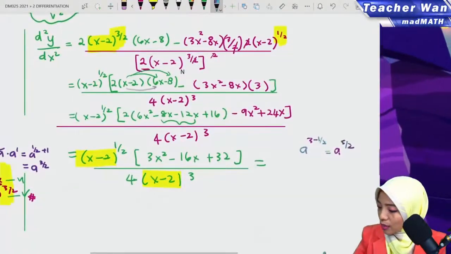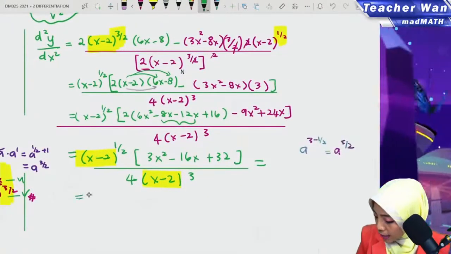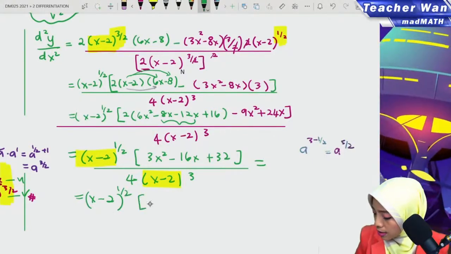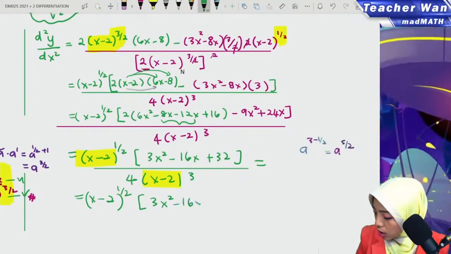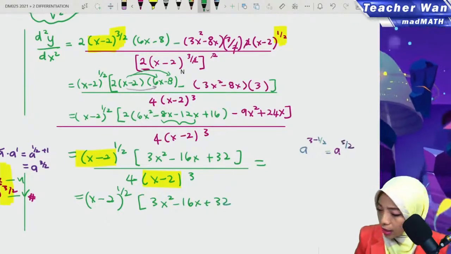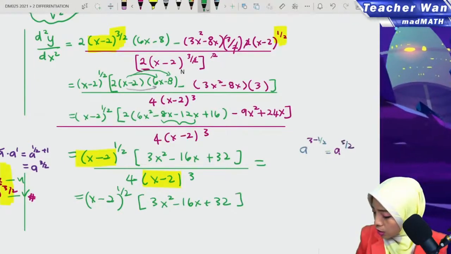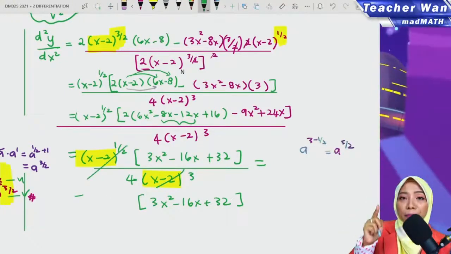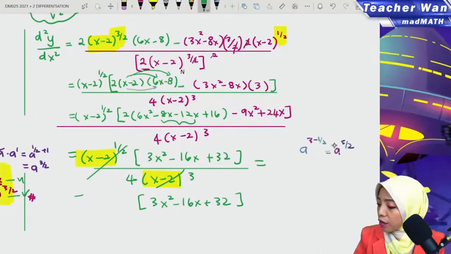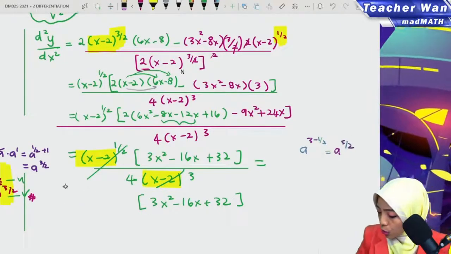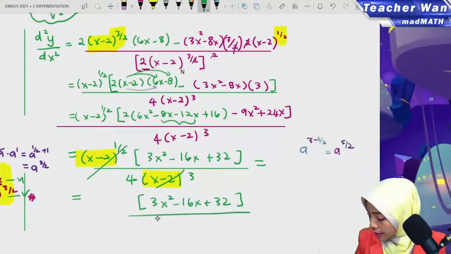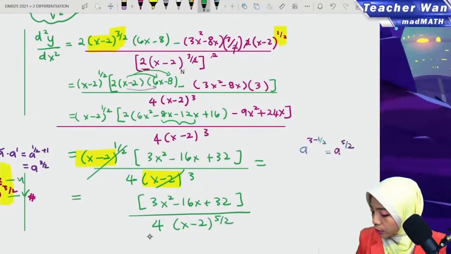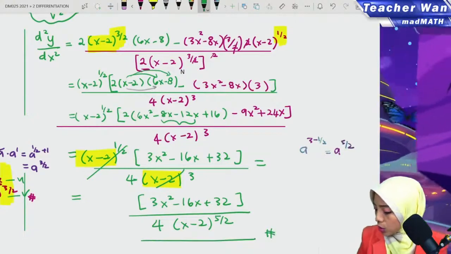Then that's why we will get x minus 2 times 1 over 2. Okay, we just leave that like that. Tadi ini dah cancel ini dengan ini. Tadi 3 minus 1 over 2 we get 5 over 2. So this is 4x minus 2 times 5 over 2. Okay, all good.